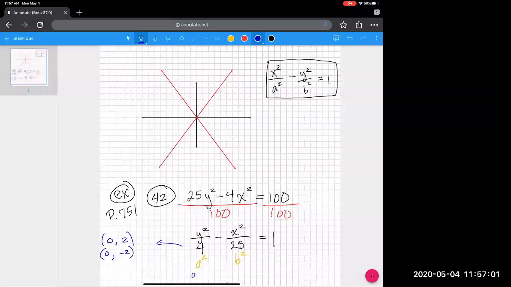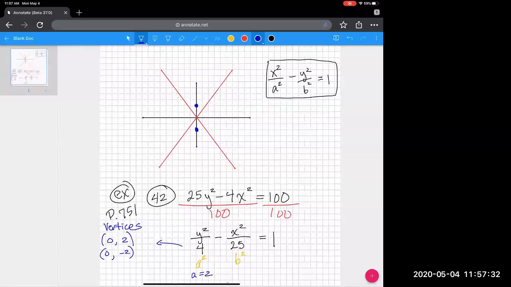Because in this case, my a value is 2, and so that's the distance along the axes from the center up to the vertices. So I have a point here, and I have a point here. So these are vertices. And that's because you have y now being your a value, being your distance in the y direction instead of in the x direction.